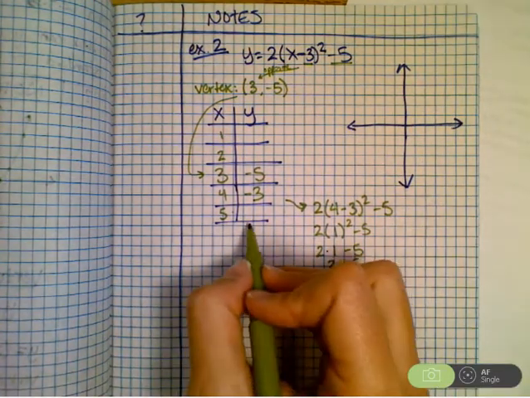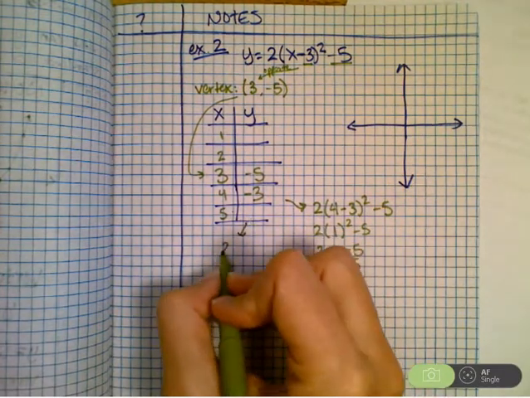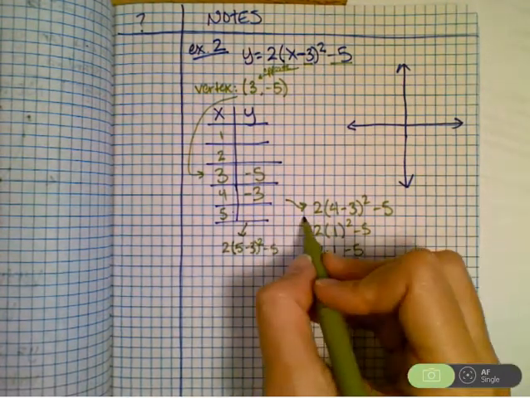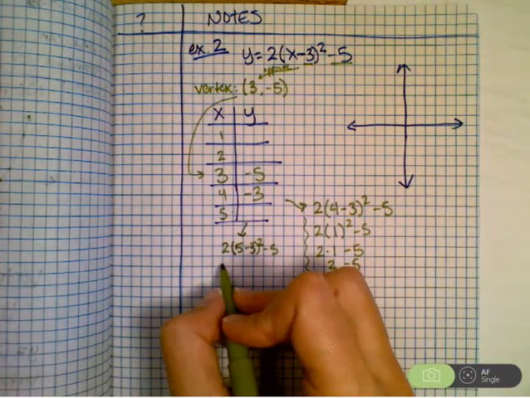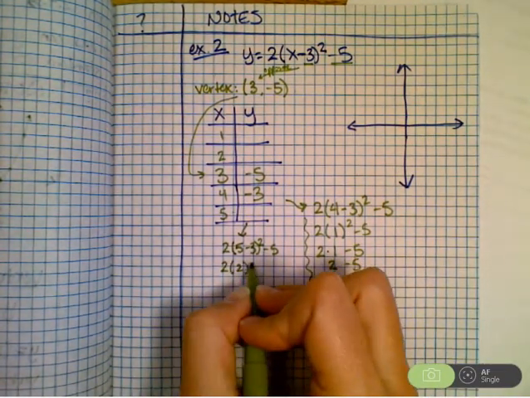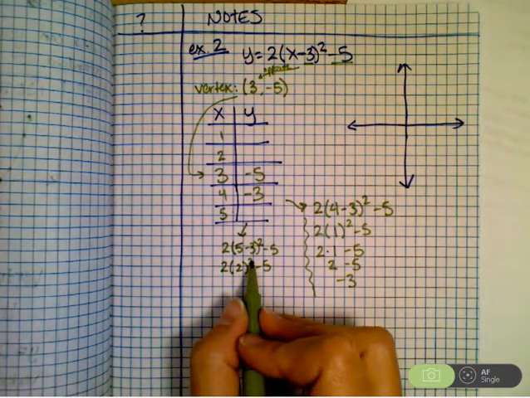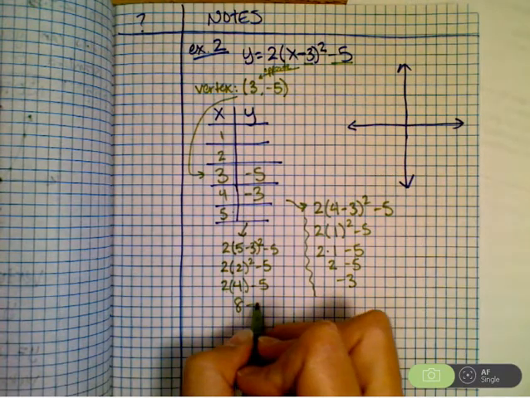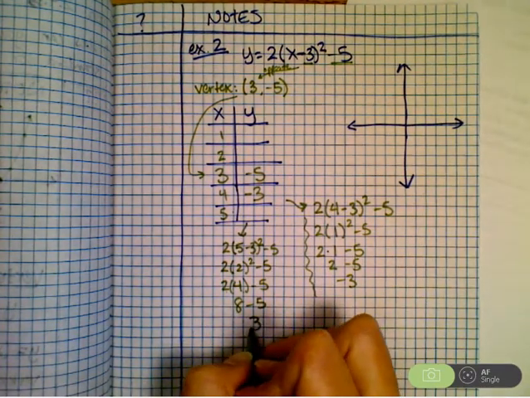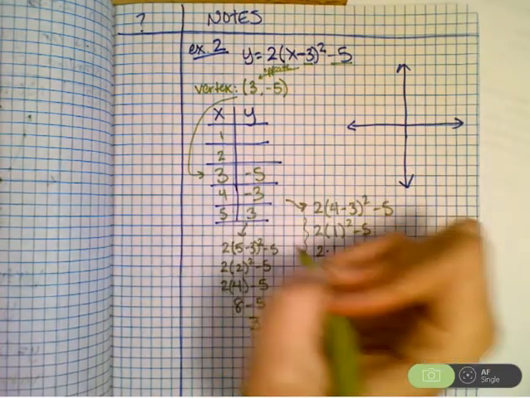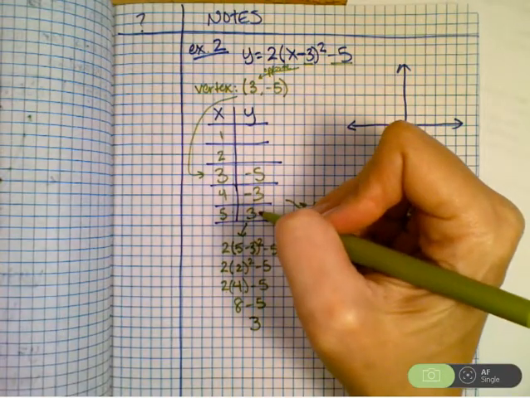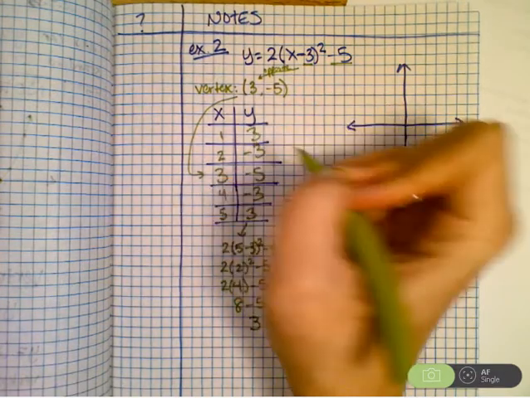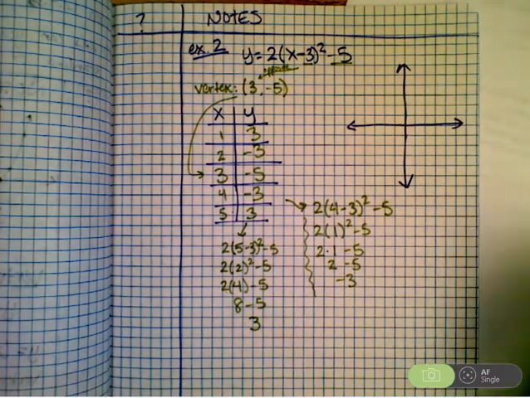And then for the 5, I'll do that one down here. 2 times 5 minus 3 squared minus 5. 2 times 5 minus 3 is 2 squared minus 5. Parentheses, then exponents, then multiplication. And I get 3. And again, these numbers go up here as well. So -3 and 3. This one has lots of 3's, but that's okay.